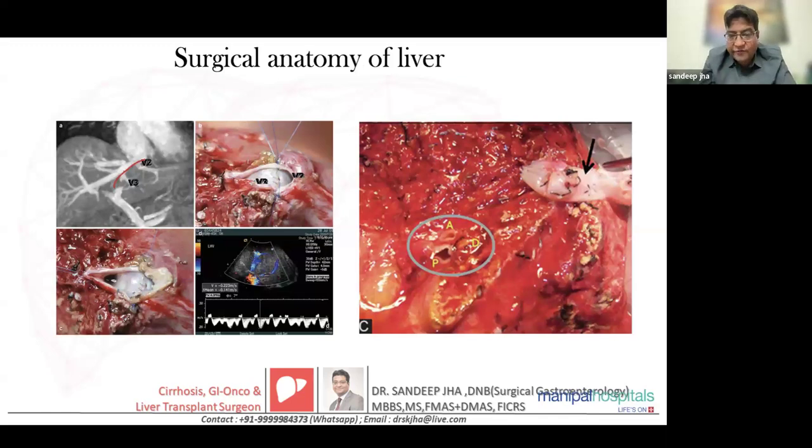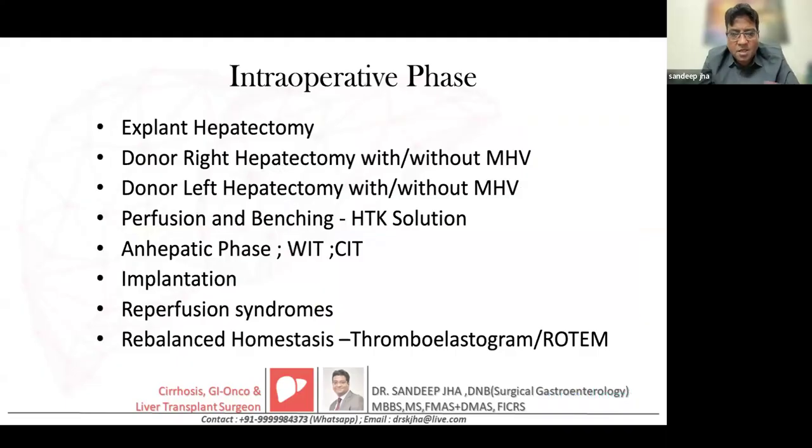Now, these are a few of the operative pictures while doing the anastomosis. This is the portal vein that we are attaching here. This is the hepatic vein that we are attaching here. These are the bile ducts. And at the end of the transplant, we do a Doppler of the liver to see if the hepatic artery, the hepatic veins, and the portal vein are functioning properly. And only then we complete the transplant.